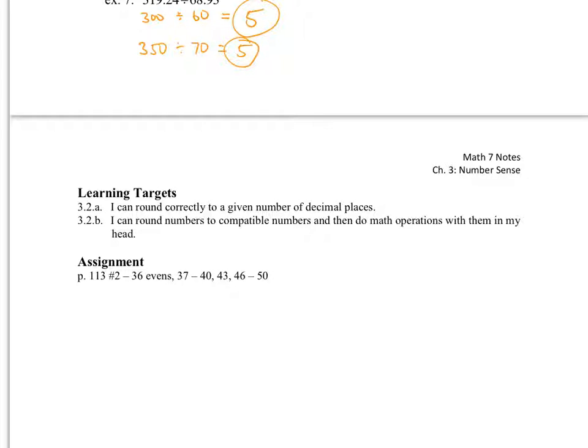Make sure to do just the evens here at the end. 2 through 36 evens. I know it sounds like a lot, but being evens, it's not as many. And then 37 through 40, 43, 46 through 50. You really shouldn't need a calculator on those. You should be able to do those in your head. But if you want to check them on a calculator, go for it.